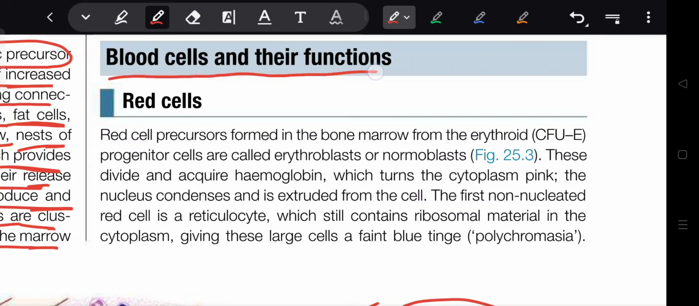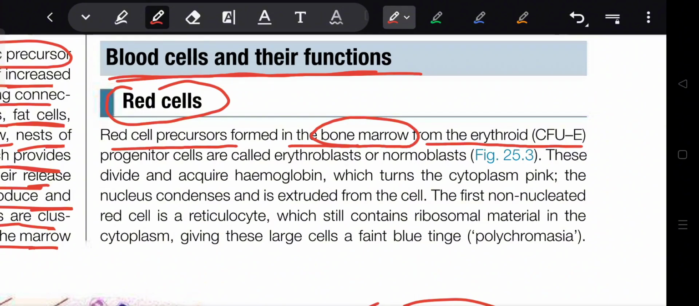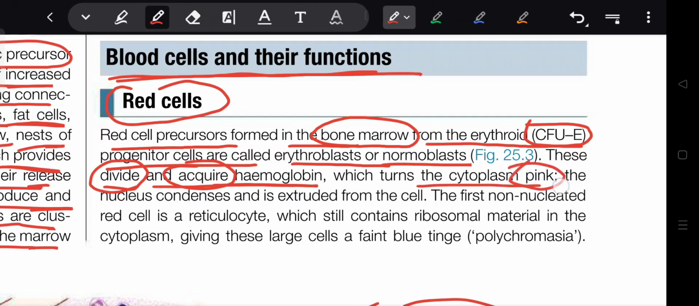Blood cells and their function. Red cell precursors formed in the bone marrow from erythroid progenitor cells are called erythroblasts or normoblasts. The colony forming unit divides and acquires hemoglobin, which turns the cytoplasm pink. The nucleus condenses and is extruded from the cell.